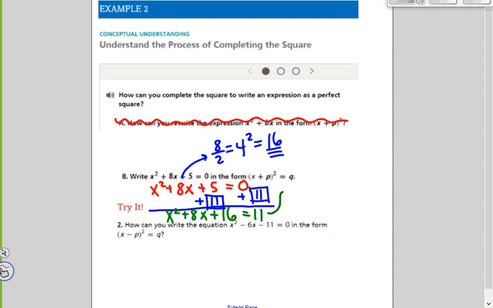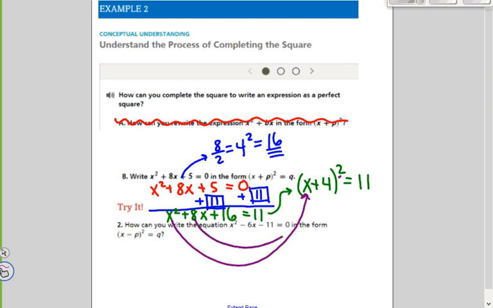And now I can incorporate what we did in example 1 and turn this into x plus 4 squared equals 11. I did the x squared, I did half of 8, and I made sure this was a plus. All right? And check it out. The 4 squared is 16. So it's set up perfectly.